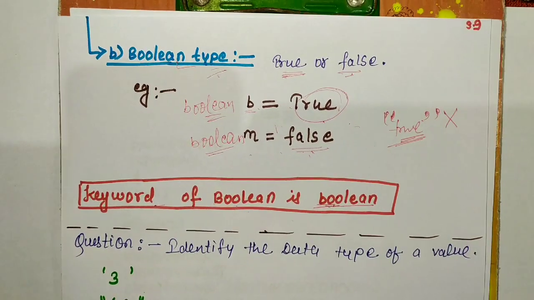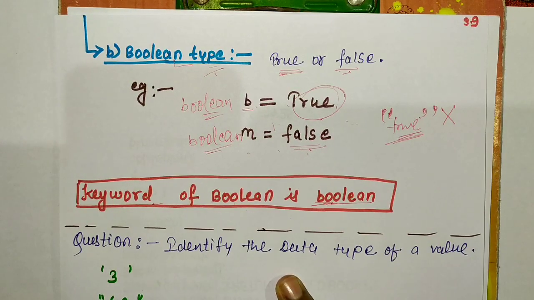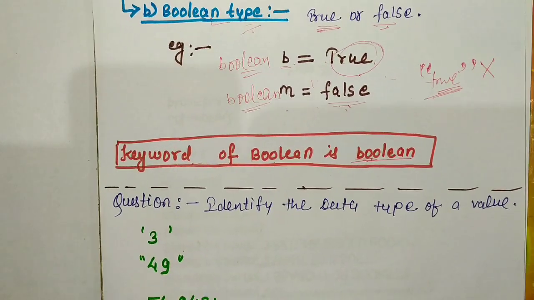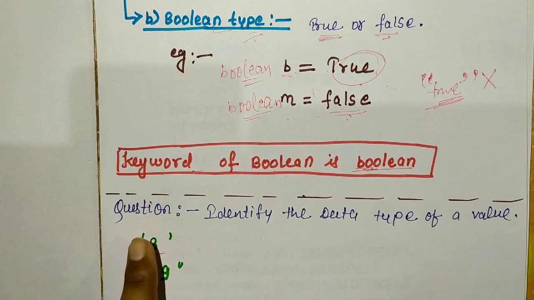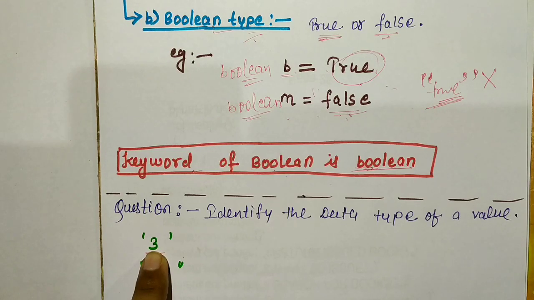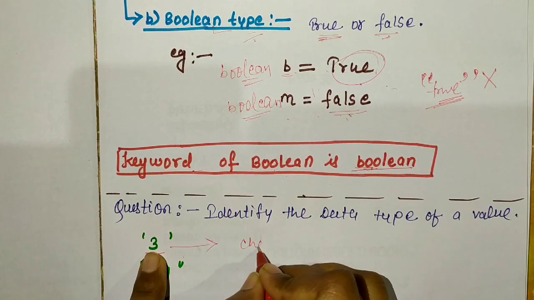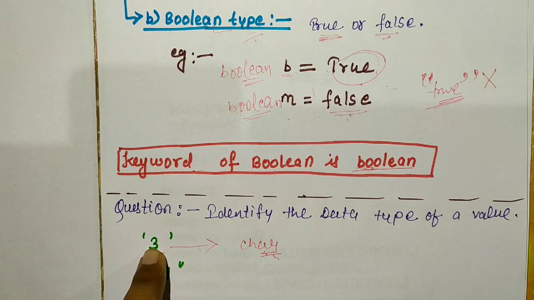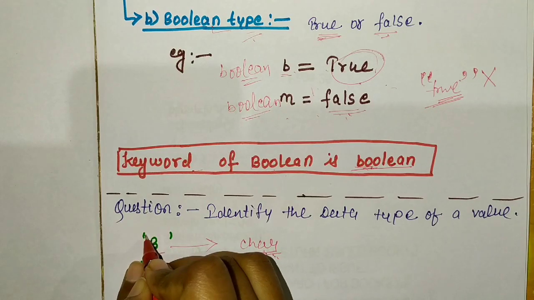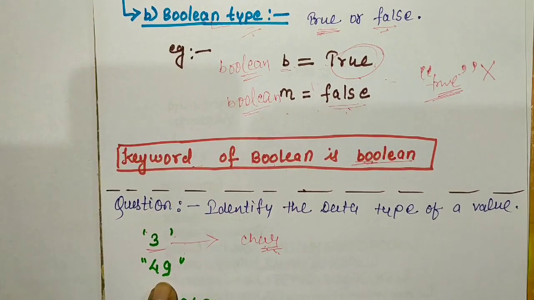So the next exercise question: identify the data type of each value. Here 3 is a number, but in a single quote. So what is the data type of 3? The data type of 3 is character, because a character contains a single letter, single digit, single alphabet or number in single quote. Here 49 is also a number but in a double quote, so it is a string.